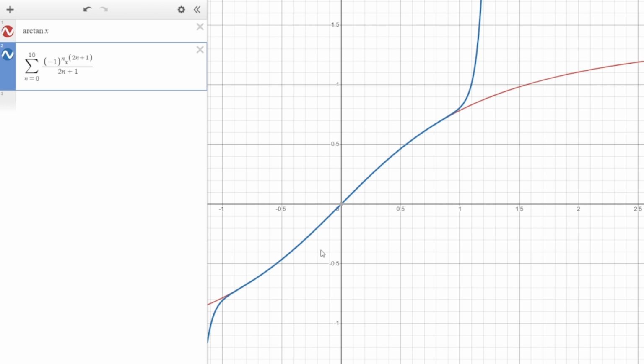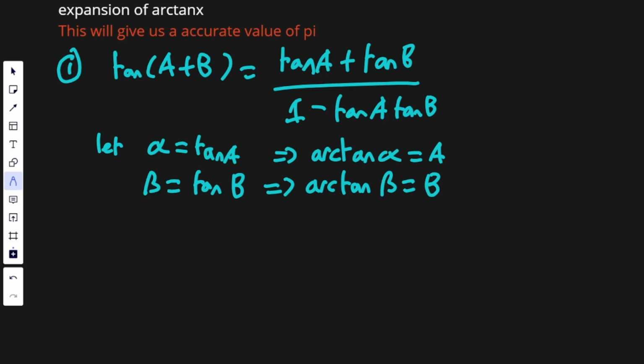So let's have a look at forming our recurrence relation. Hi, so let's now derive an identity involving arctan. So what I've done here is I've written that tan(A+B) equals (tan A + tan B) over (1 - tan A tan B). It's just the addition formula for tan. And then I've defined alpha and beta to be this.